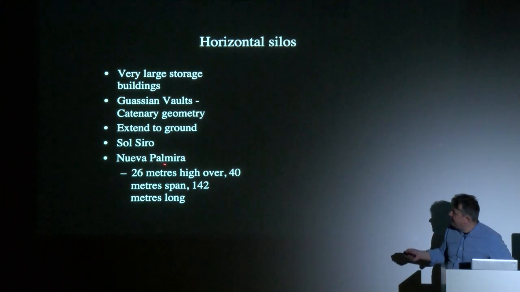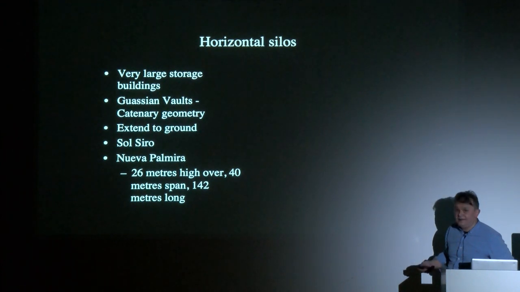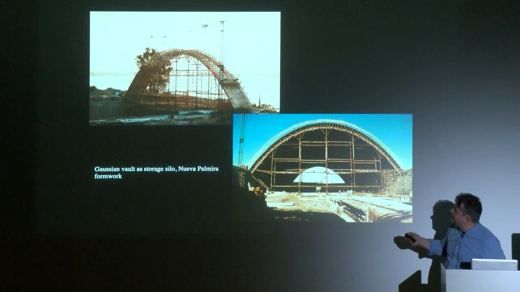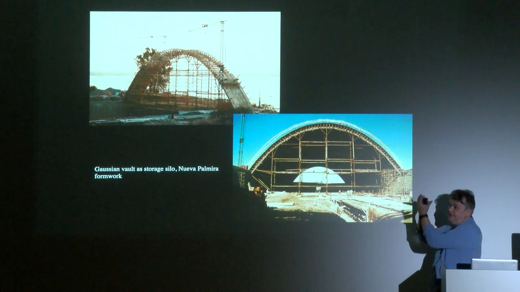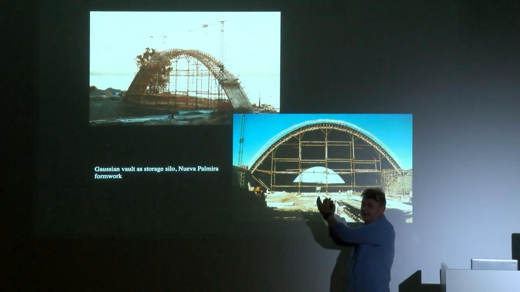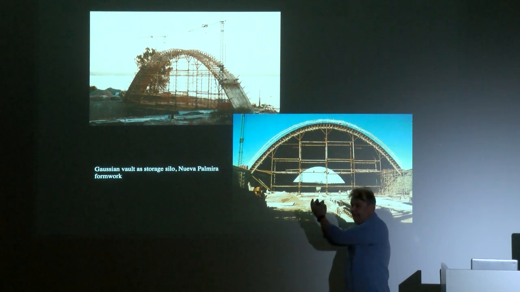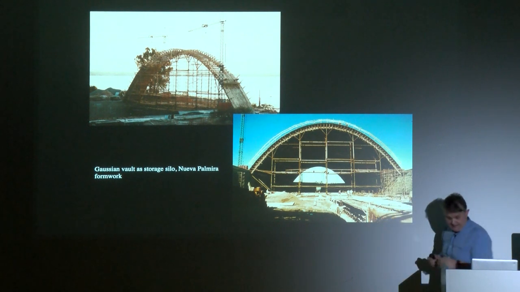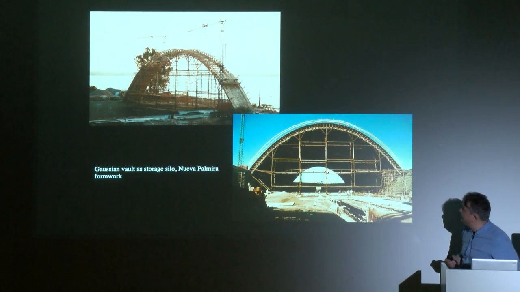Sol Cairo and Nueva Palmira, which is one of the more recent projects, is incredibly large. And this is built near the River Plate. This is the formwork being constructed. And this is the formwork installed. And it's designed so that the whole formwork can lift and lower and move along the axis of the building and then be pushed in. And they build and then cast, strip, and move and back in again. So it's a highly efficient process for an incredibly functional building.